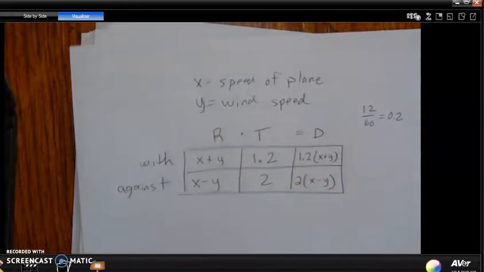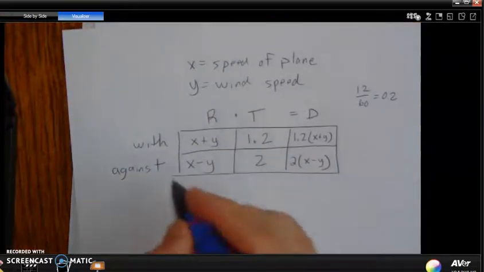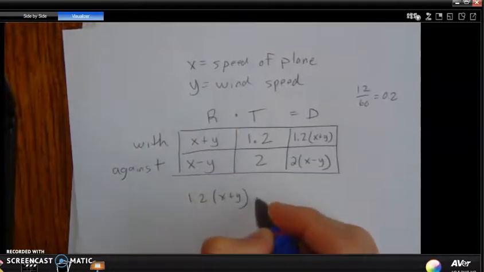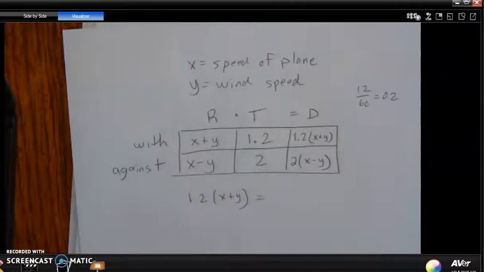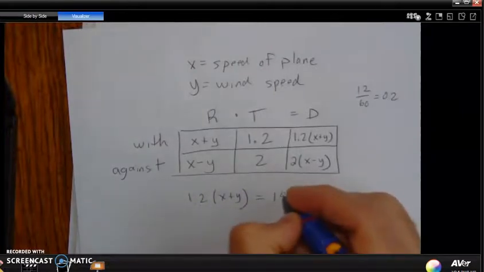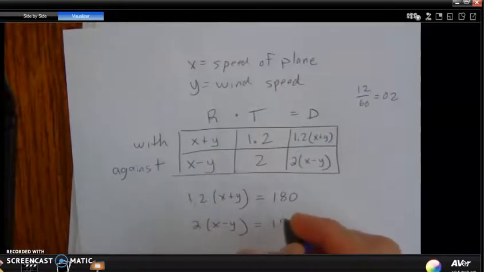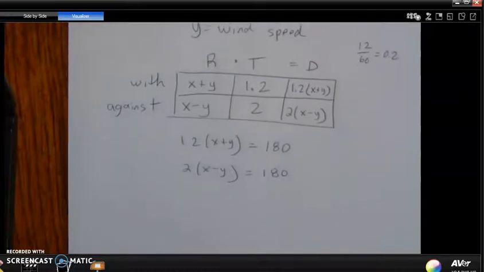So I can write 1.2 times x plus y. That represents the distance with the wind, which is 180 miles. And then I can do 2 times x minus y, which represents the distance against the wind. And so here's our system of equations.